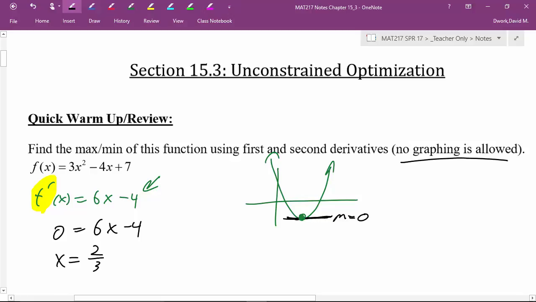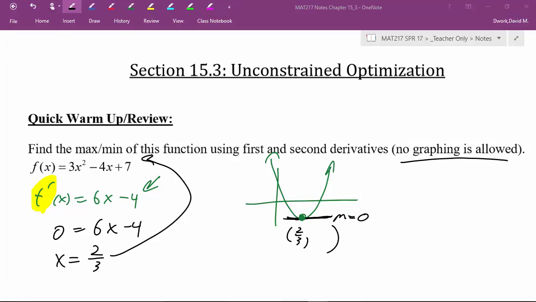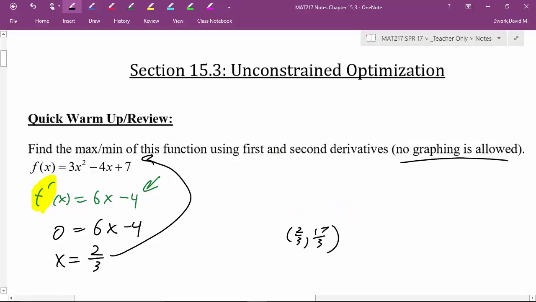So I know that this value is at 2/3. But am I done? No. To talk about a max or a min, to talk about optimization, I need the y value as well. So where do I go? Do I substitute that back into the derivative? No, that wouldn't make sense, because I want a y value, and the derivative gives slope. So I have to take this 2/3 and substitute it back into the original problem. I'm going to pause the video while I do that. Okay, so I substituted that into my calculator and I got 17/3. Great, there's my value.